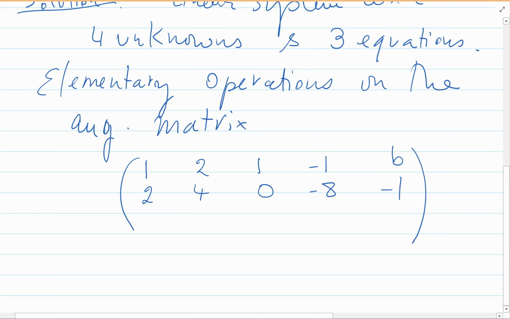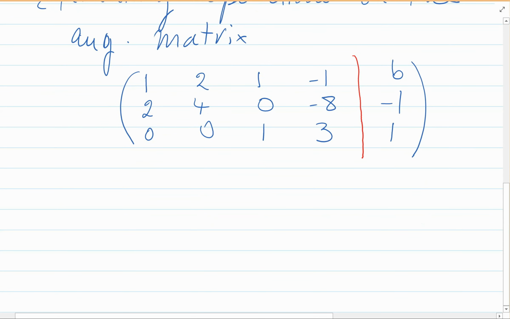And finally, the last equation, there is no x1, 0, the coefficient. There is no x2, 0. And x3, 1, the coefficient. x4 is 3, and the non-homogeneous term is 1. Okay, so I put the vertical bar only to separate between the coefficient matrix and the non-homogeneous term. Okay, so next what we are going to do is use elementary operations.